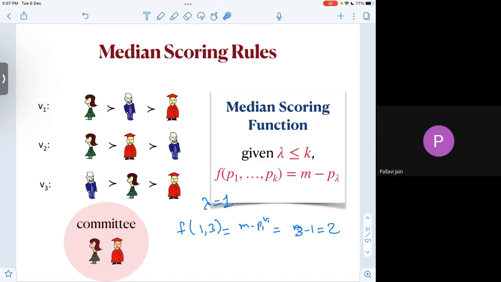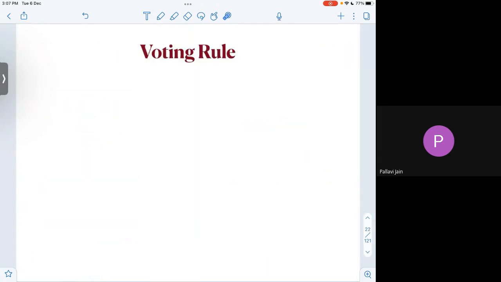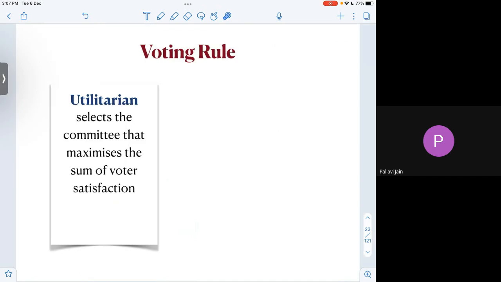Now we know what is position vector. We know what is the scoring function. Now given this scoring function, we will define a voting rule. Two voting rules actually. One is utilitarian. I defined the scoring function, right? Using that, you can find the satisfaction of every voter. Given a committee, you find the satisfaction of every voter. In utilitarian type voting rules, whatever your scoring function is, you find the satisfaction of every voter and sum it up.